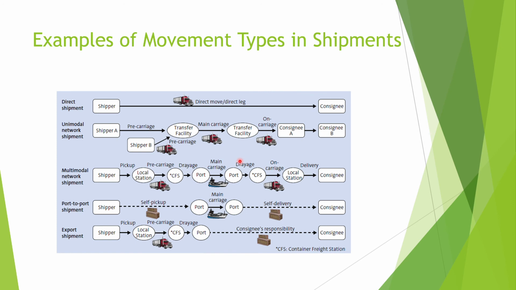Here we have different types of shipment. We call one port to port, from one port to another port. The shipper sends it to the port, and from the port the ship will take it and deliver it to a specific port, and the consignee will come and collect it from the port. So those are port to port shipments. We also have export shipment, where the shipper does the pickup from a local station, and then there is a container freight station where we do the clubbing of all the mails, and then the port is involved, where it will ship it to the consignee. So these are the different movement types, but there are many more.